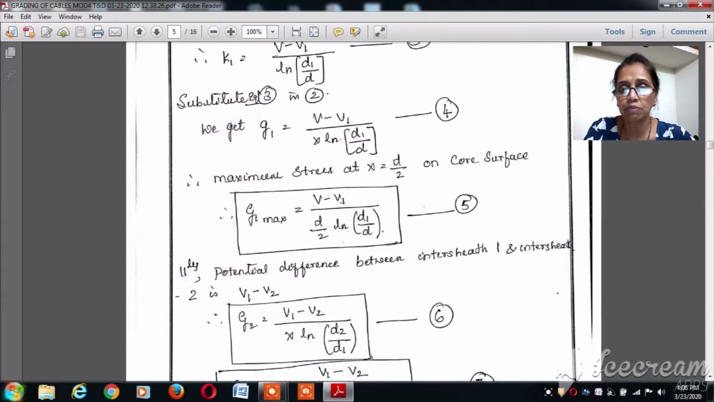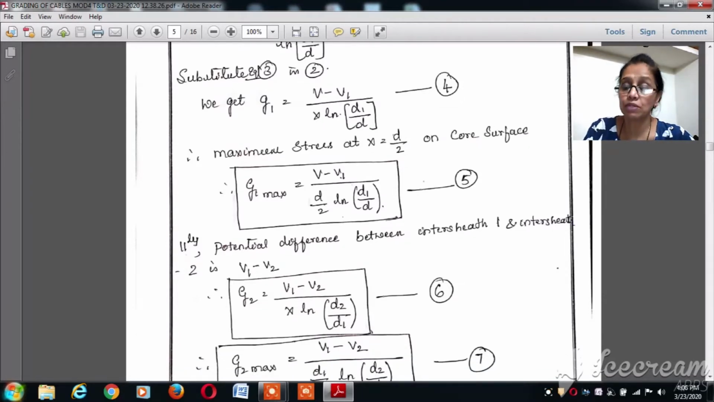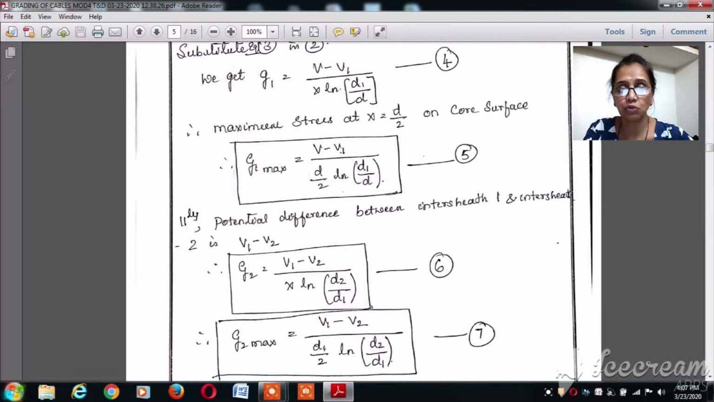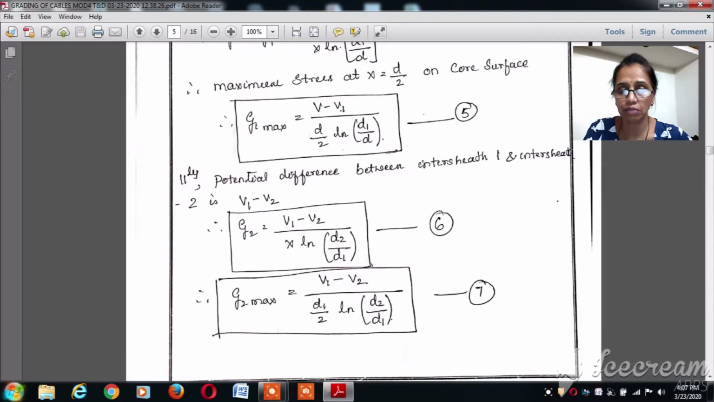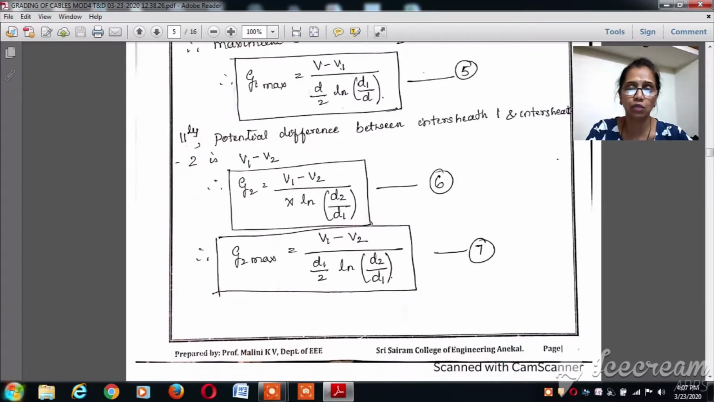Similarly, we need to find the potential difference between intersheath 1 and intersheath 2. The formula will be V1 minus V2, because V1 is the potential at intersheath 1 and V2 is the potential at intersheath 2. So G2 will be equal to V1 minus V2 divided by x into ln D2 divided by D1. Keep this as equation 6. Now the maximum stress between intersheath 1 and intersheath 2 is G2 maximum equal to V1 minus V2 divided by D1 by 2 into ln of D2 divided by D1. Keep this as equation 7.